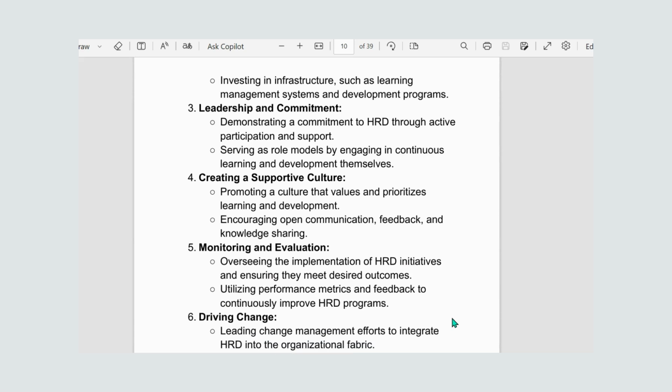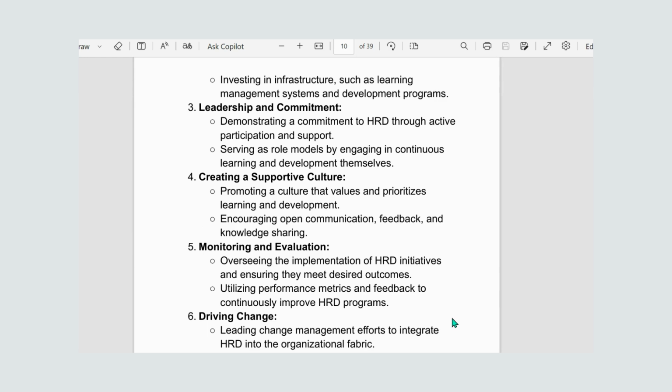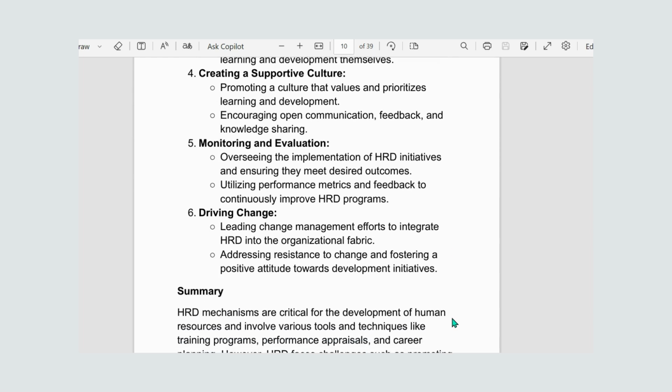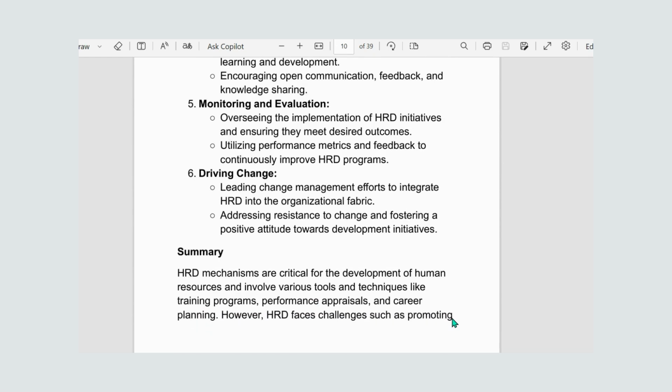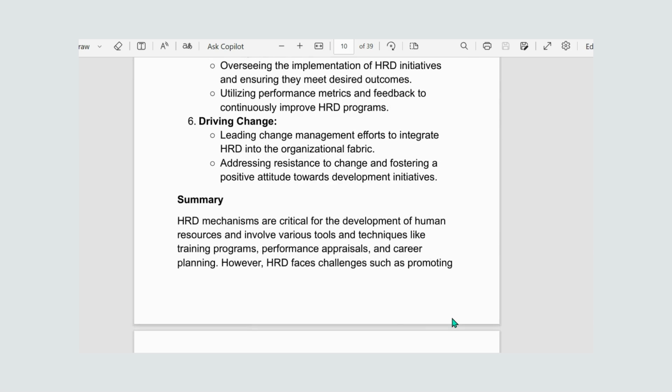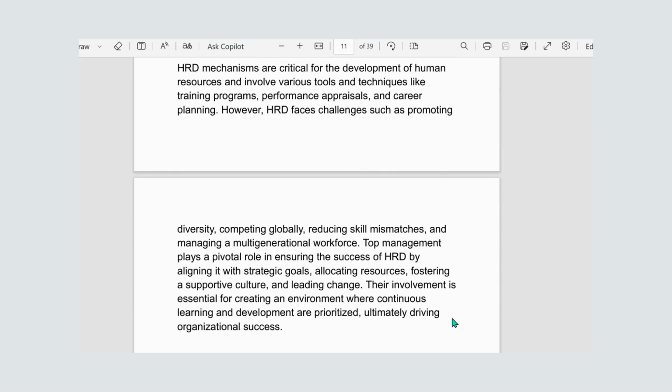Then they also help in monitoring and evaluation of employees' performance metrics, and feedback to continuously improve HRD programs. They help in driving change, which leads change management efforts to integrate HRD into the organizational fabric. So we can conclude that HRD mechanisms are critical for the development of human resources, and they include various tools and techniques like we discussed before, such as training programs, performance appraisal, career development, and so on. However, HRD, despite all these advantages, faces some challenges such as promoting diversity and competing globally, but top management plays a very important role in ensuring the success of HRD by aligning it with strategic goals, allocating resources, and so on.